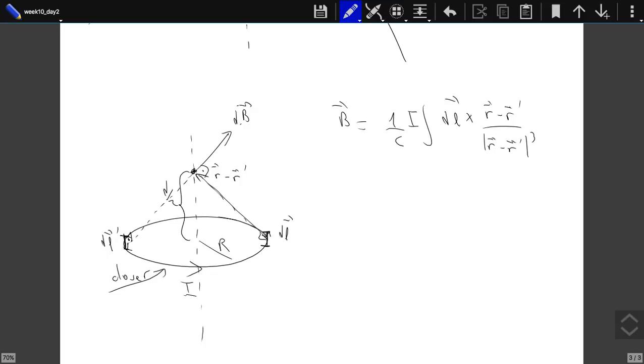So what is the direction of dB from that segment? On the other side. This angle is equal to this one. We have dB prime over here.